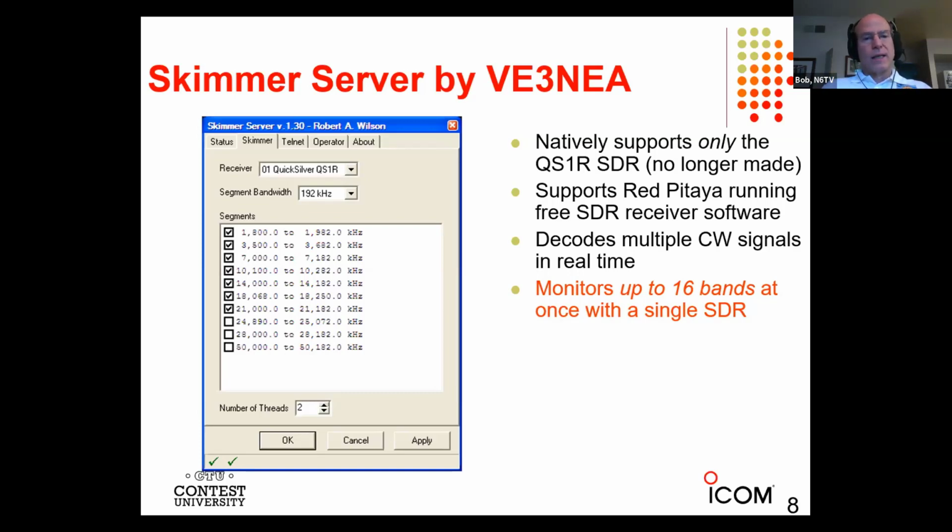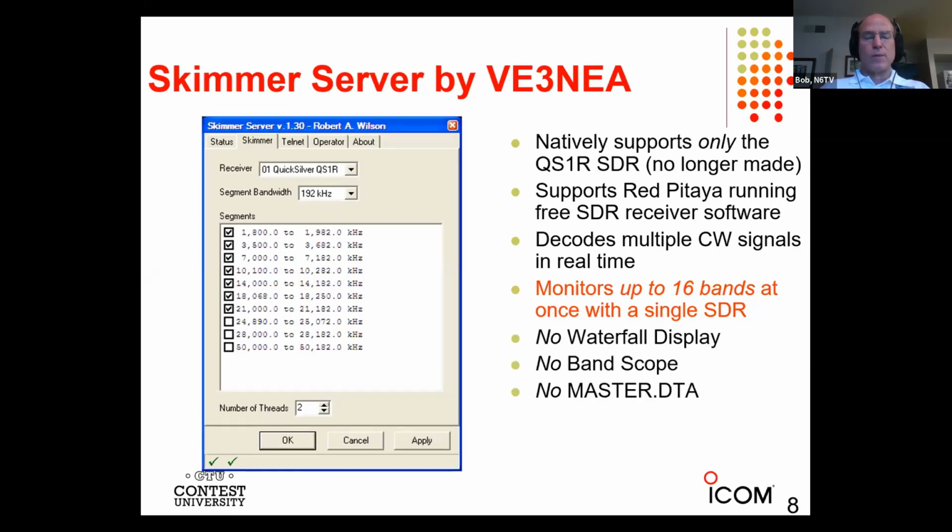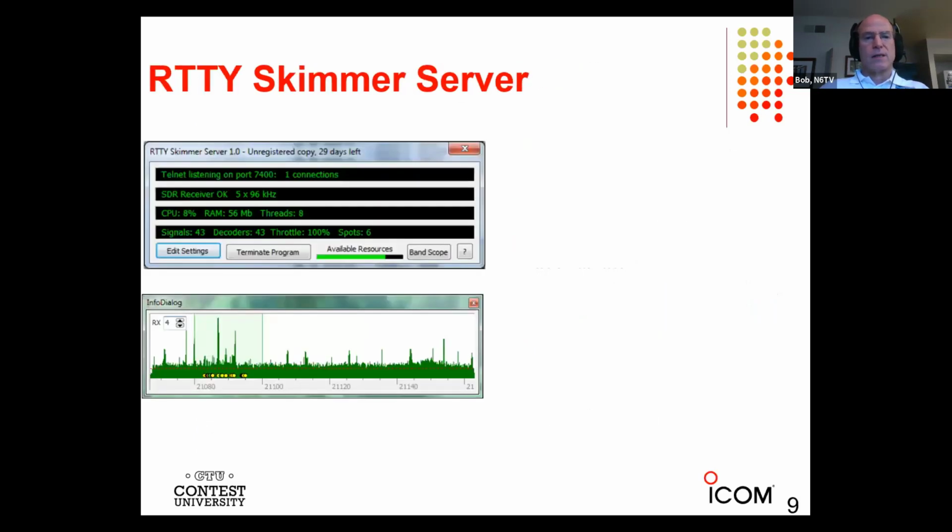You can only select 8 bands at once in each instance of Skimmer server, but you can run 2 instances of Skimmer server against the Red Pitaya, and it covers 16 bands that way. There's no waterfall display, there's no band scope, and there's no master checking, but it does a pretty good job of decoding call signs, and bad spots are filtered downstream in the cluster servers. And it also supports a Telnet server.